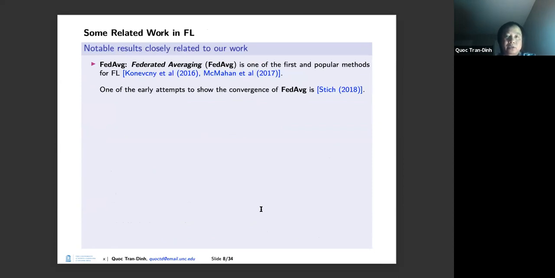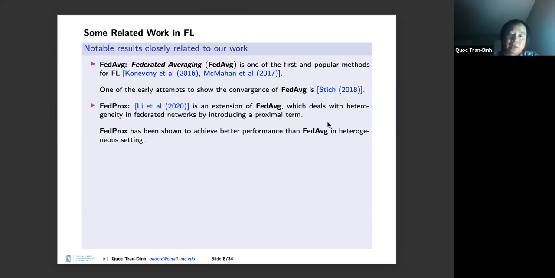Looking back at the literature, we can see there are so many works around this topic, so I just try to show some of them which are most related to what we're doing. The first algorithm, probably FedAvg, is basically some sort of averaging algorithm combined with SGD. That algorithm requires a set of assumptions which is stronger than what we did in order to guarantee the convergence. One of the early steps to show the convergence of FedAvg is due to Stich 2018, which is a few years ago.